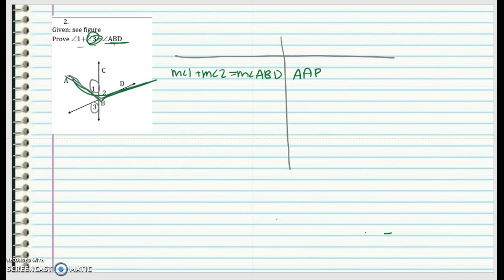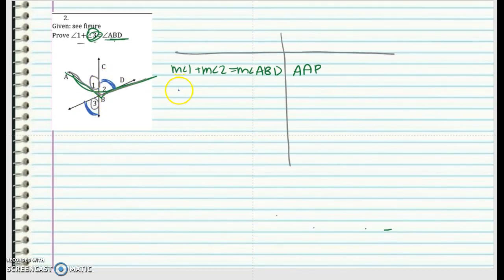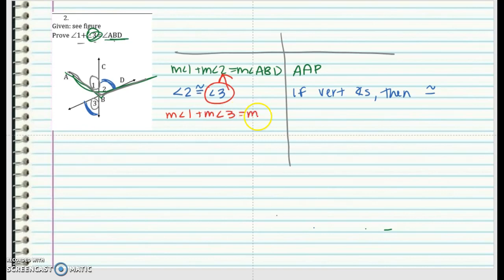Let the proof guide you. So I'm thinking about angle 3 now. What's something I can say about angle 3? Well, angle 3 and angle 2 form vertical angles. So I can say that angle 2 is equal to angle 3 because if I have vertical angles, then I know those angles are congruent. So technically I should stick a congruent symbol in there. Again, I am not as concerned about you switching from equals to congruence within the proofs. So then I know that if 1 plus 2 is ABD and 2 equals 3, then I can take 3 and substitute it in for 2. And I can say the measure of angle 1 plus the measure of angle 3 equals the measure of angle ABD because of substitution.